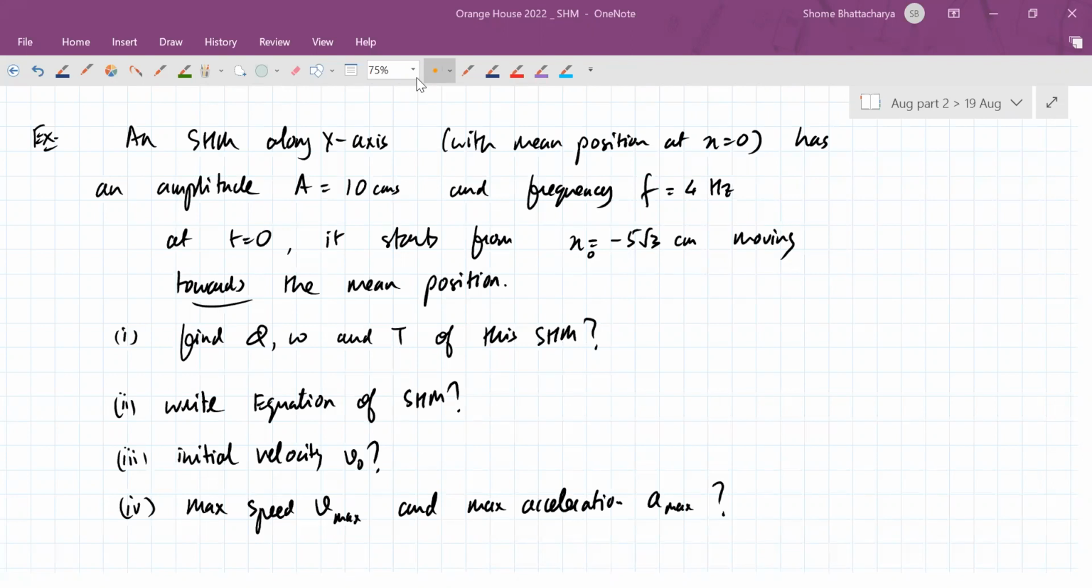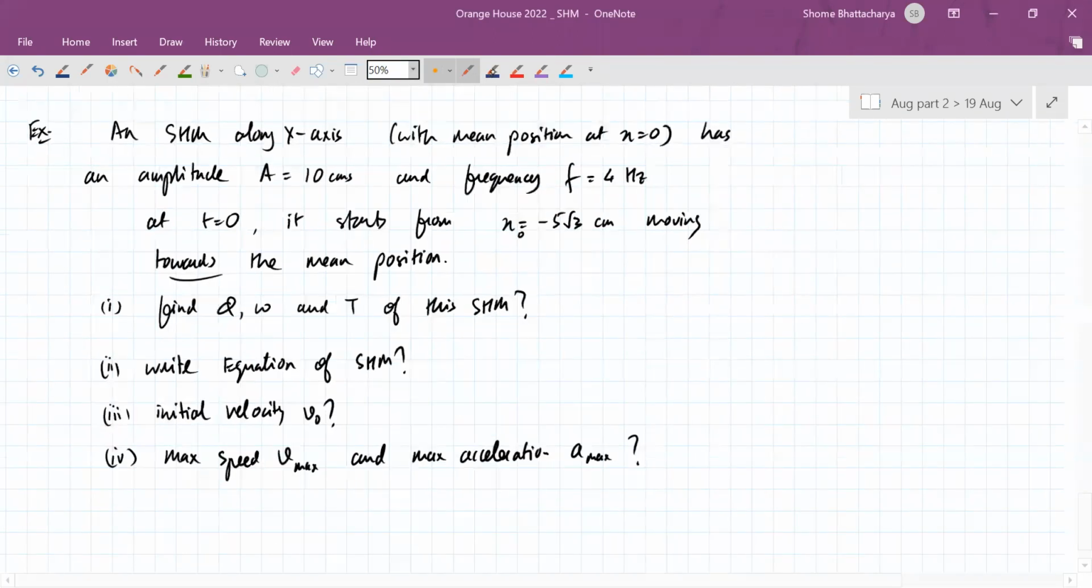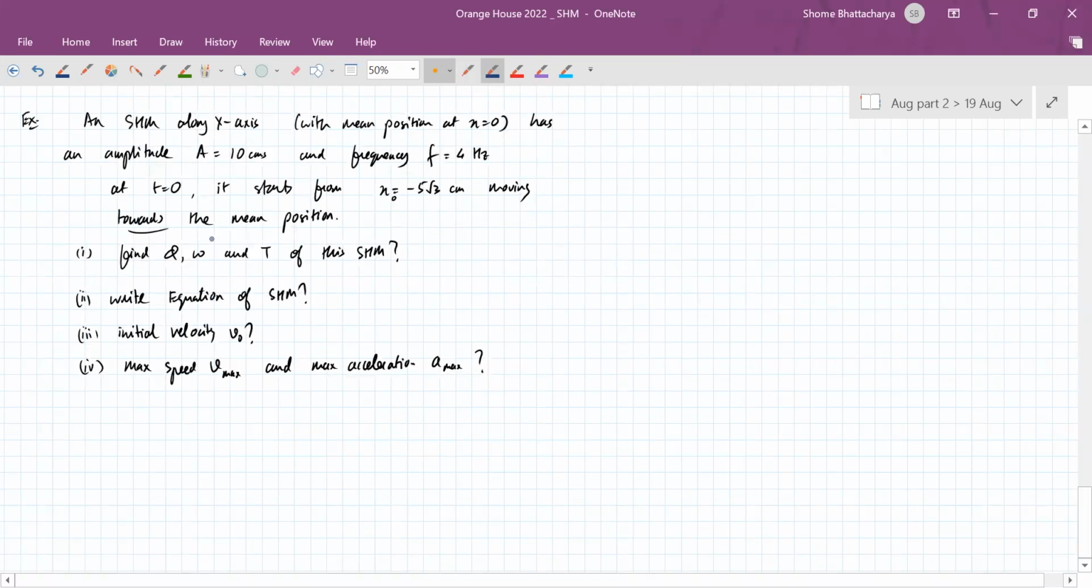Okay, people. So got a lot of people sending me the answers. Very good. So let me just verify the question. So you can see that, first part, amplitude is given to us as 10 centimeters. Okay. And the initial position is given as minus 5√3 centimeters. And the initial velocity will be in which direction? It will be positive. How I know it is positive?